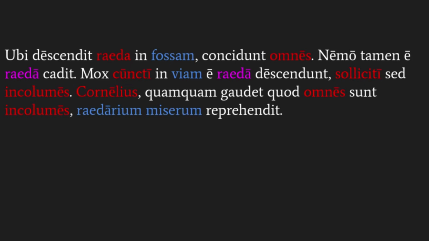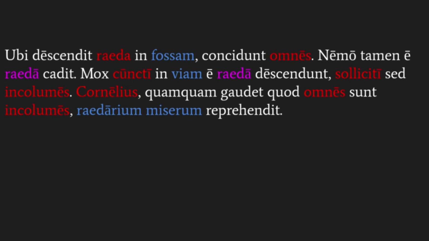So we start with ubi descendit raeda in fossam, concidunt omnes. So ubi means when, in this case, right? So we have when the raeda, there's our subject, descendit, goes down or falls down in fossam, into the ditch, right? And again, fossam is accusative because you're showing motion into, it's falling into the ditch. So when the carriage falls into the ditch, everyone, omnes, concidunt, falls down, right? So everyone falls down. And again, notice how it's present tense. We're not talking about the past. We're talking about the actual action right now of the carriage going into the ditch.